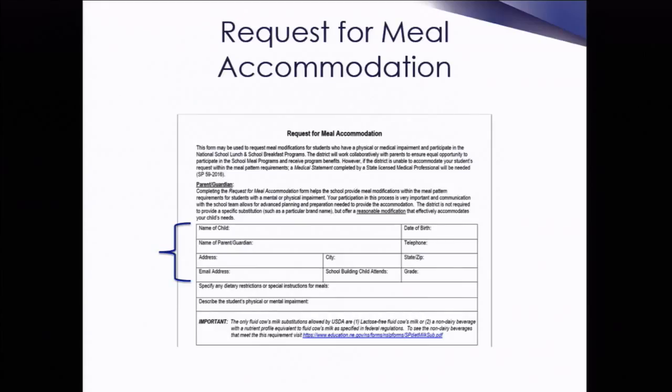To fill out this form, the student or parent or guardian will need to provide the student's information. This information includes the student's name, date of birth, the name of the parent guardian, and the school building the student attends. Several different forms of communication with the household are also requested, such as a telephone number, address, and email address.